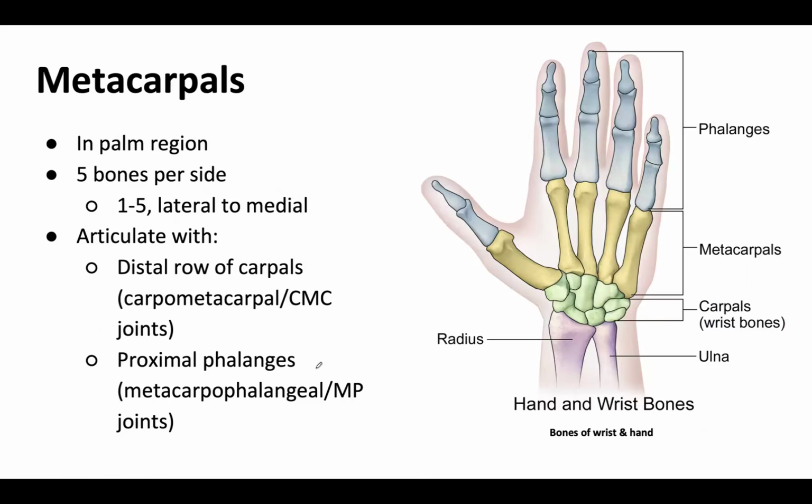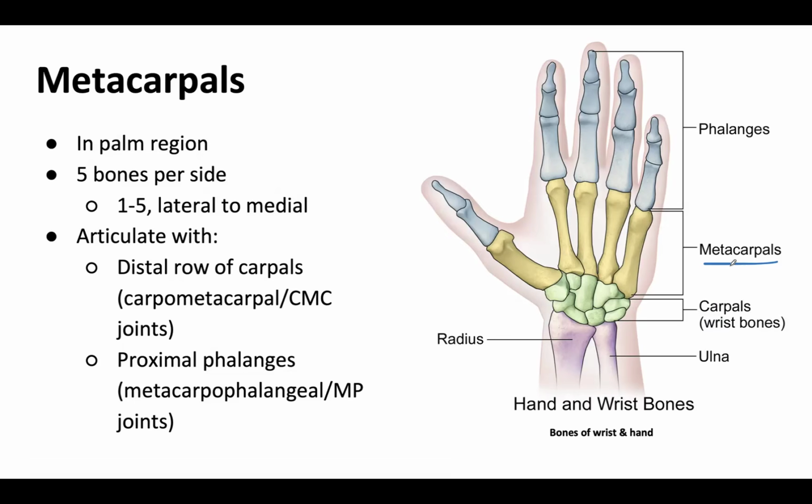All right, let's move distally, and we are at the metacarpals now. These are the bones that are located in the palm region, and these are the longest bones in the hand. Again, not nearly as long as, say, the humerus or the radius or ulna, but these are the longest of the long bones in the hand.